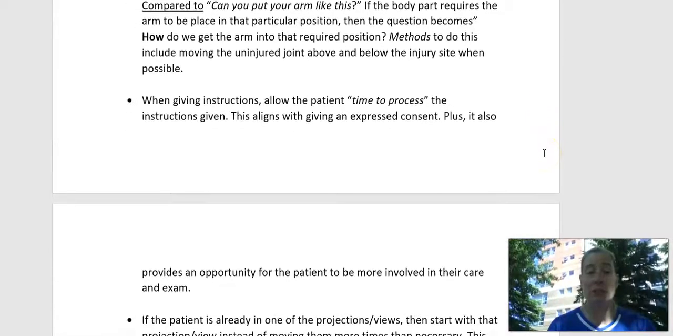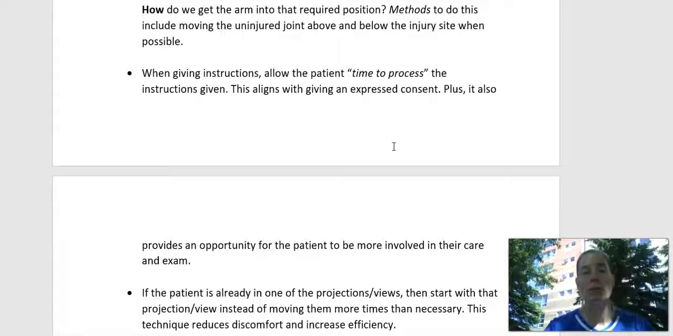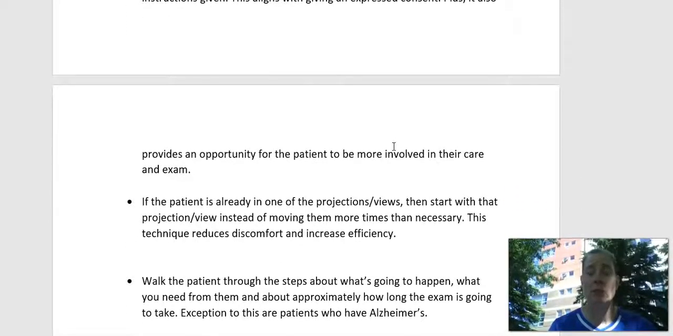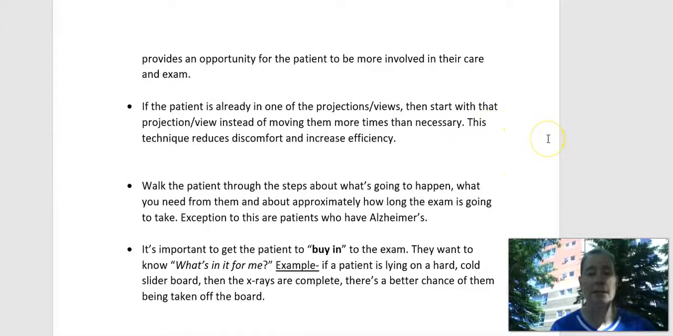As I mentioned just a moment ago, please allow the patient time to follow the instructions, okay? There's lots going on inside that patient's head. When someone's injured, we all respond differently based on the circumstances. Allow that patient time. If you have time to do it over, you have time to do it right the first time. So allow that patient time to follow those instructions, to give expressed consent, and to really have a significant role in their own care and for the success of this exam.